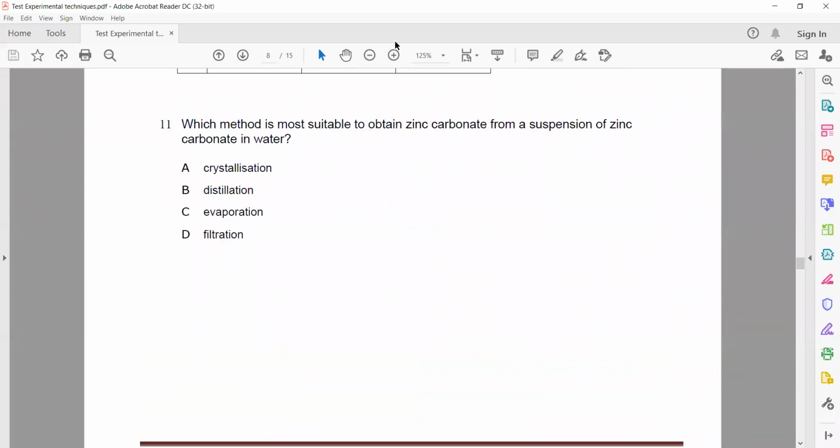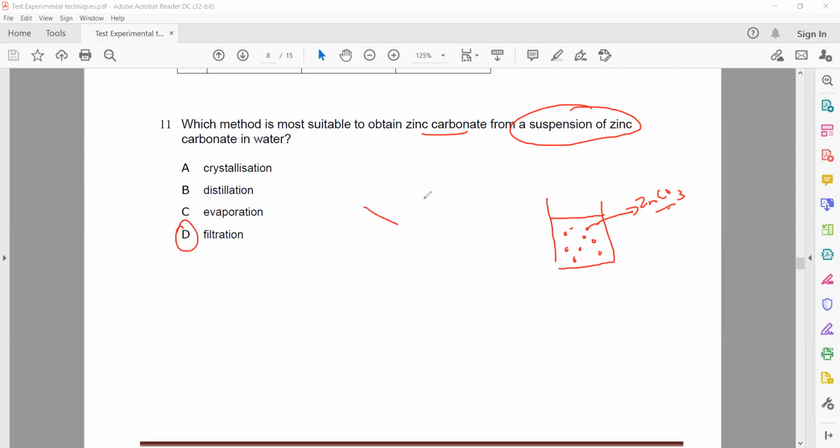Which method is the most suitable to obtain zinc carbonate from suspension? Suspension means insoluble solid particles are there. So if we want to remove these particles of zinc carbonate, which technique can we use? We can use filtration. So when we use filtration, zinc carbonate, the solid, will be left, and through the filter funnel, water will pass through.